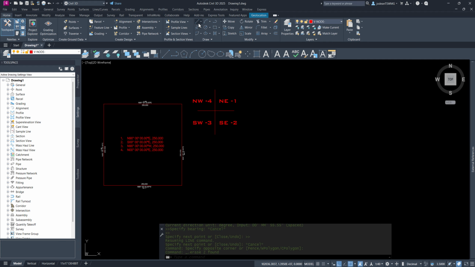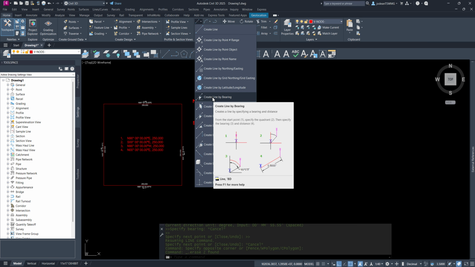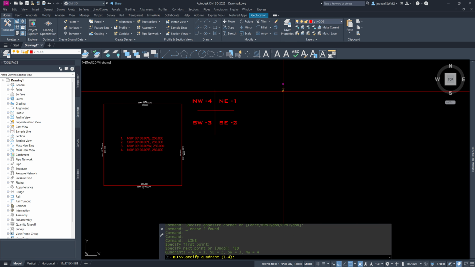Today we are talking plotting lines by bearings. This is useful for all you surveyors out there plotting deed descriptions. We'll come to the line on the ribbon, come down to the line by bearing, pick a start point. This works by quadrants, so we'll go by our text on our left.